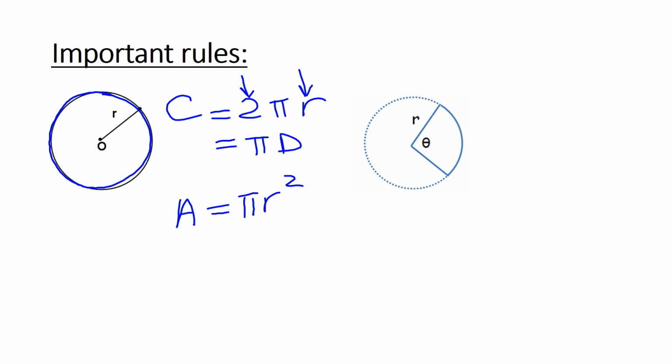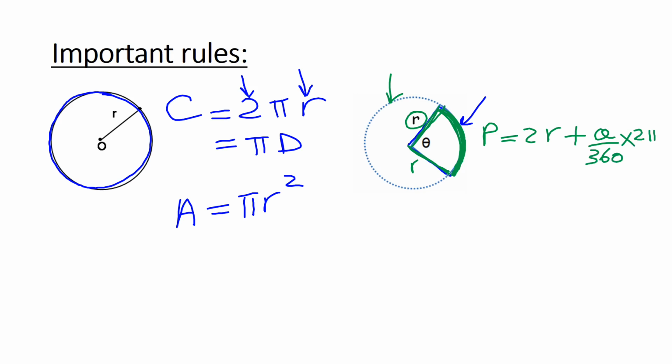Now for a sector, which is this slice of pie we've got over here, that's only part of the circumference that we'll be finding. So if I asked you to find that arc length or even the perimeter of this full sector, we'd have r plus another r, so that would be 2r, and then we don't want this part of the circumference, we only want this part here, and the fraction of the circumference we have is theta on 360 times 2 pi r. So that would be the full rule that we'd start with if we were finding the perimeter of a sector.